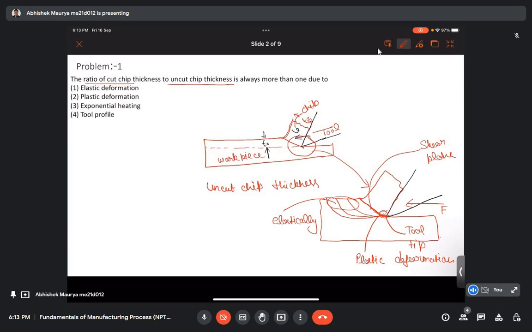So initially the thickness was this much T0, but since deformation has taken place along the shear plane, material will start accumulating in the form of chips along the shear plane. So it will come like this, and it will go like that. Material is coming like this, and after getting deformed, it is going over. This is the rake surface of the tool. This is the rake face. So whatever the material which we are removing, it is getting accumulated over the rake surface. So basically we can say chip formation is happening because of the plastic deformation.